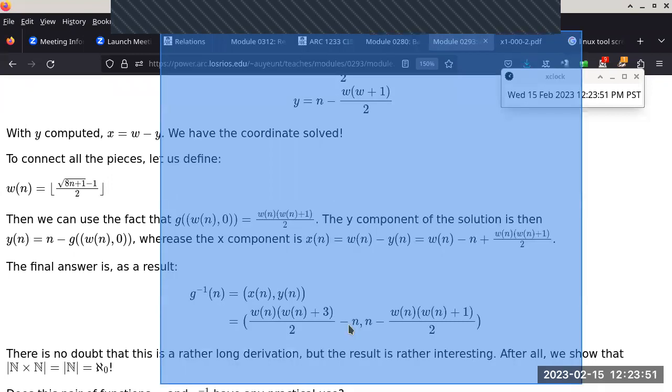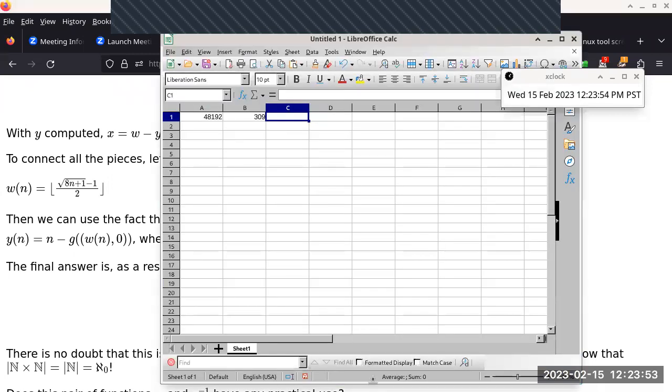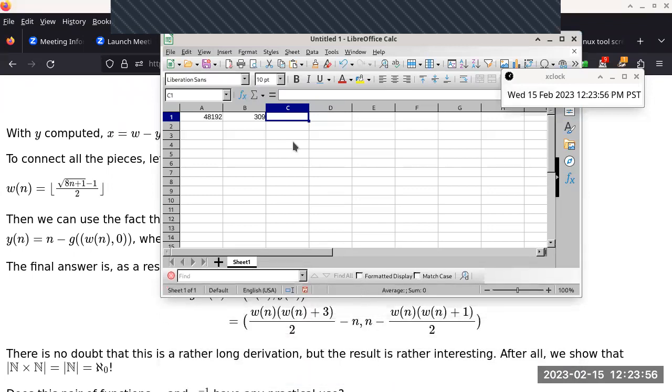All right, so let's see if I can do this part here. This is better because I can see both at the same time. So the x coordinate, coming from the G inverse applied to 48,192, is going to be whatever B1 has times whatever B1 has plus 3, the whole thing divided by 2 minus whatever B1 is. And that doesn't make sense. Did I make a mistake somewhere?